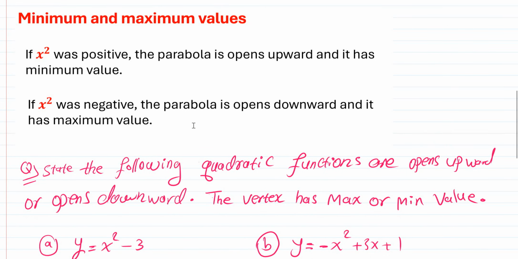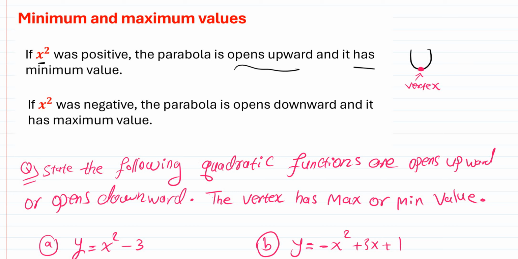So then something else about the section, which is the minimum and maximum value that you need to know about quadratic functions or expressions. Students, look, if x squared is positive, then the parabola, which is the U shape graph of a quadratic, opens upward, and it has a minimum value. This value here is the vertex or the head. This vertex is very important because this is the head of the parabola.